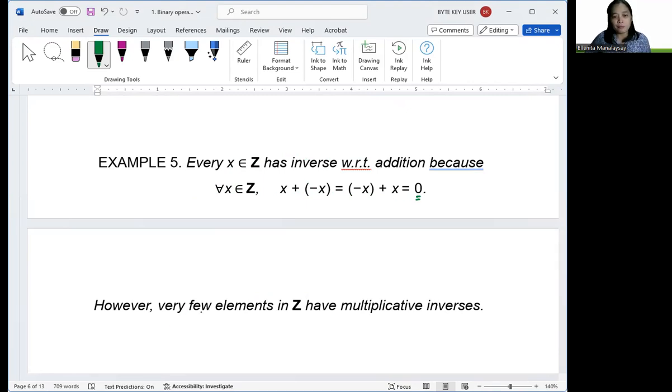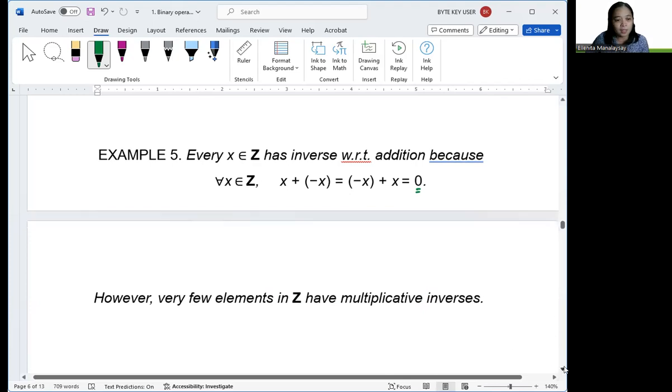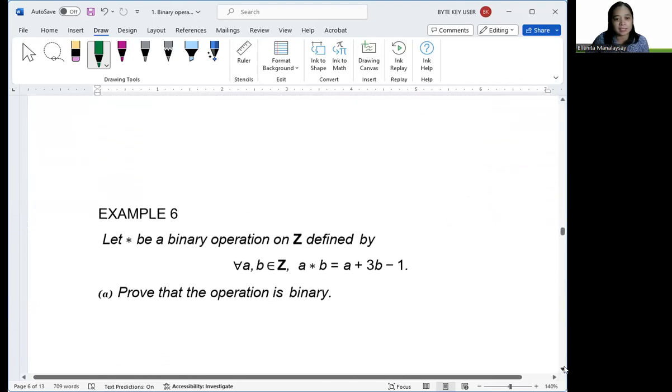However, very few elements in Z have multiplicative inverses. There are numbers, say for example 1, and the inverse of 1 is 1. But the inverse of 2 is 1/2, which is not an integer. Okay, next example.